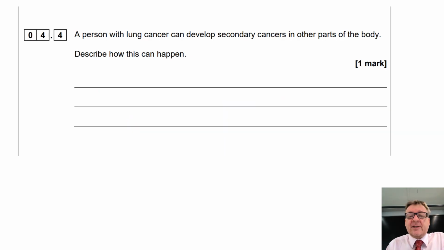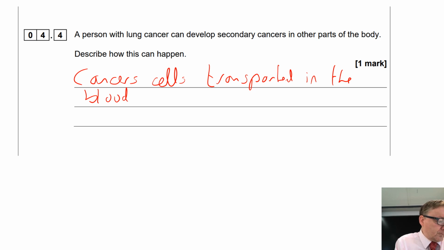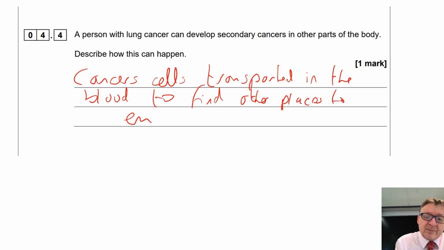A person with lung cancer can develop secondary cancers in other parts of the body. Describe how this happens. Right, so cancer cells can be transported in the blood to find other places to embed.